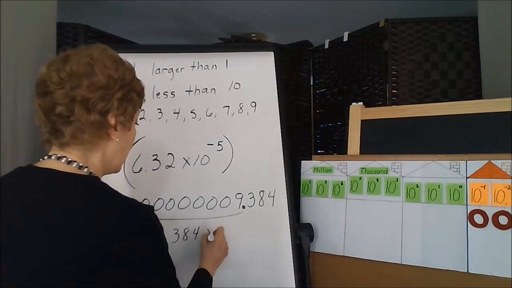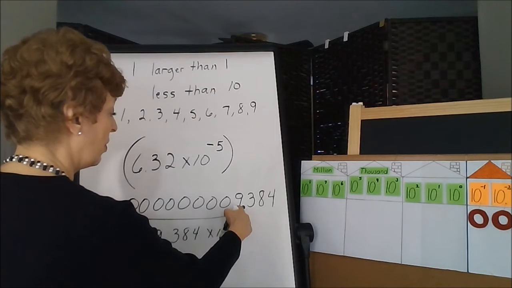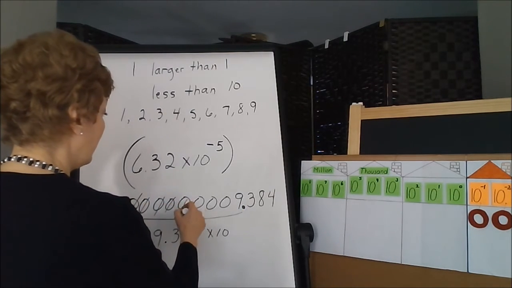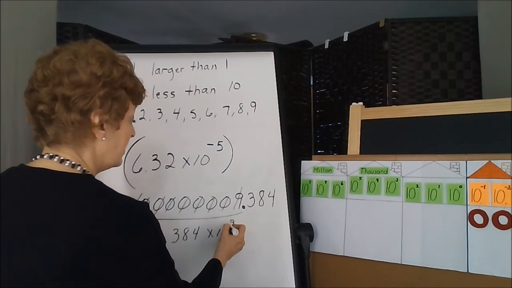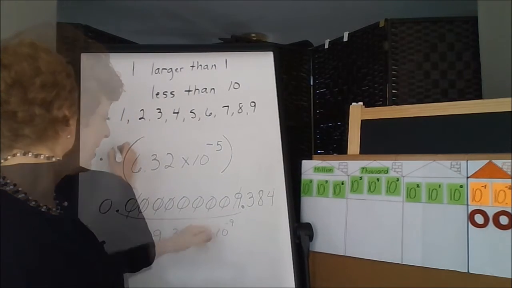9.384 times 10, and how many columns did we go before we hit the decimal point again? 1, 2, 3, 4, 5, 6, 7, 8, and 9. So this is a negative 9. That would be a negative 9 exponent.